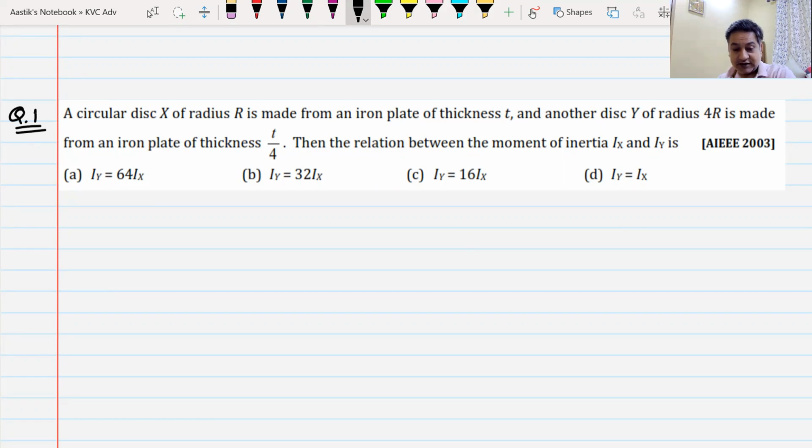These are the type of questions that are coming. As you can see, this is a question from the previous years, so it can very well come in your exam. I'll give you 2 minutes to note this.